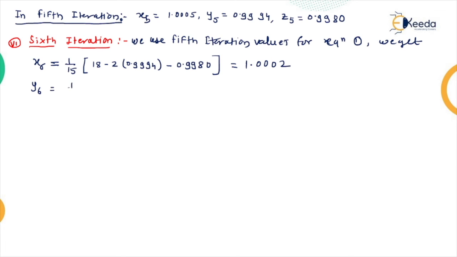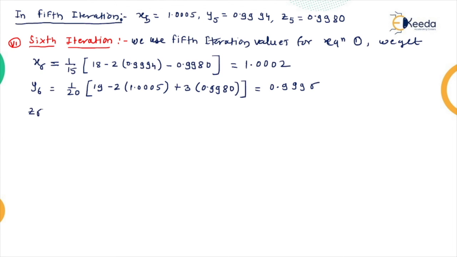Again, similarly, what is the value of y6, the sixth iteration for y? y6 is equal to 1 upon 20, in brackets 19 minus 2 times the value of x, which is x5, that is 1.005, plus 3 into 0.9980, the value of z, and the bracket is complete. After some calculation, you will get the value of y6 as 0.9996.